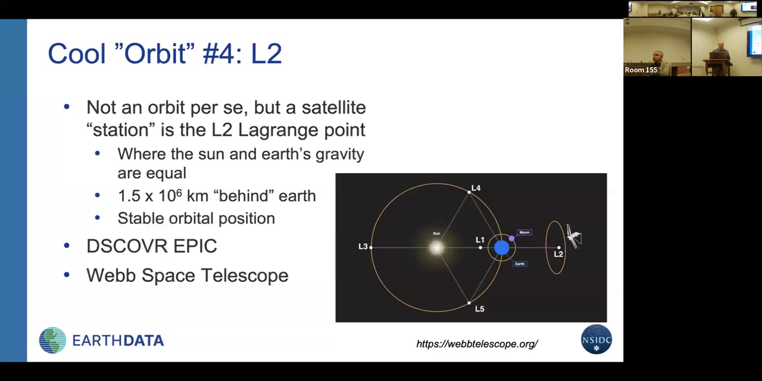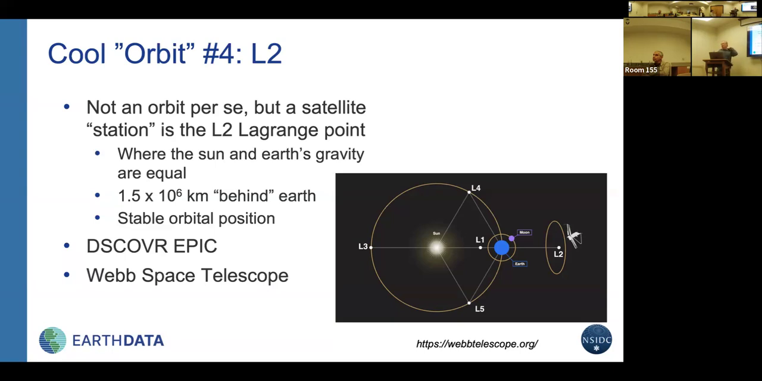Oh yeah, one final one that I think is kind of interesting. In a sense, it's not really an orbit, but it's a satellite that sits at what's called the L2 Lagrange point, which, as you can see here, is actually beyond the Earth. It rotates around this point, and it's where the sun's gravity and the Earth's gravity kind of cancel each other out. So it can sit essentially in one place or orbit around a stationary point.